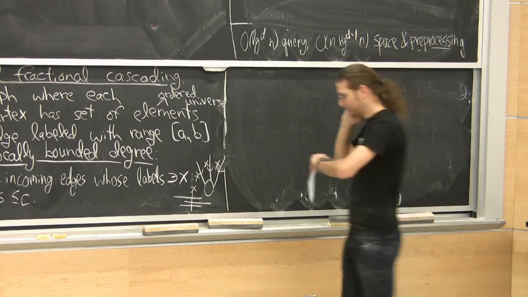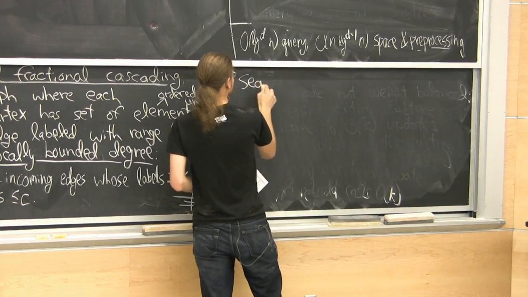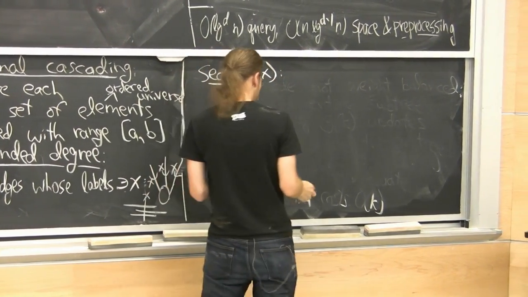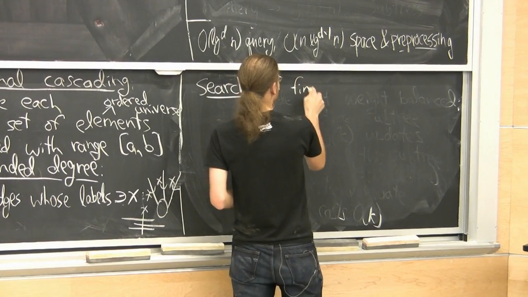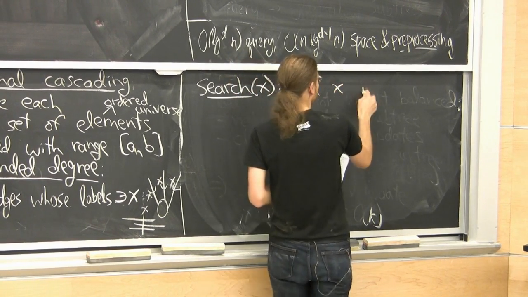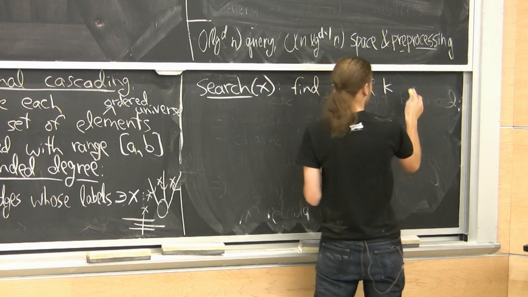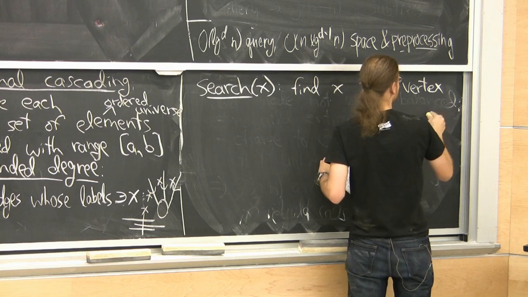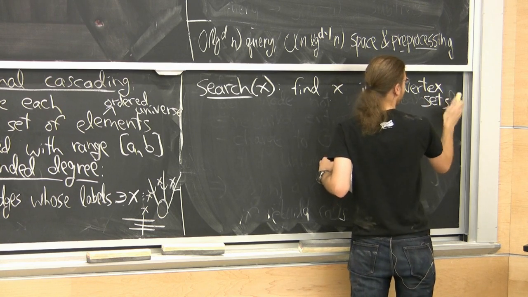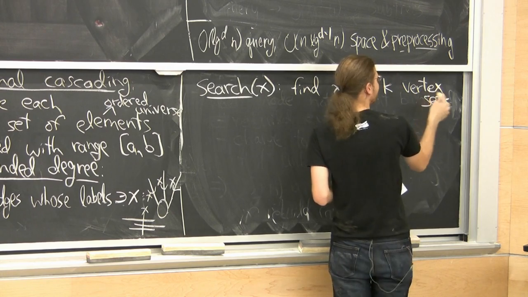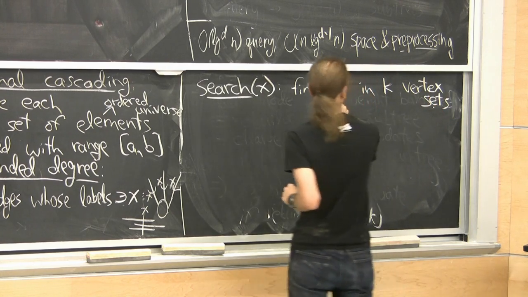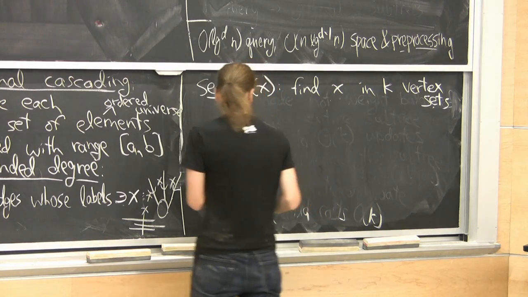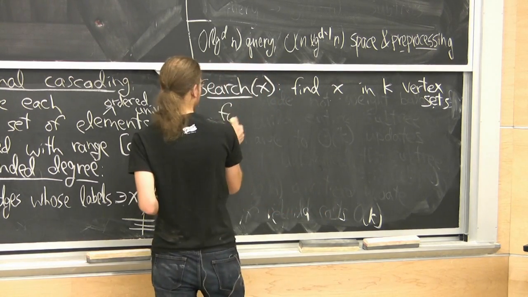So now let me specify what a search means. This is the problem that fractional cascading can solve. The goal is to find x in some k vertex sets. So k vertices, each of them has a set. I want to find x in k of them. Not all of them, k of them. That's the general problem. I have a constraint on how those sets are found.